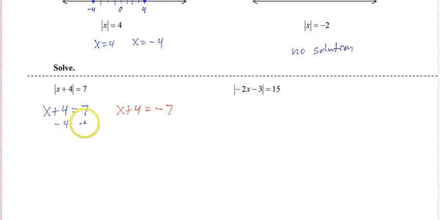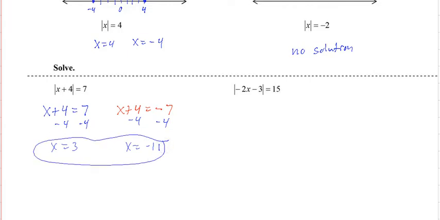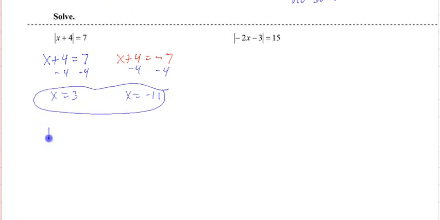So if we subtract 4, we get x equals 3. Subtract 4, we get x equals -10. That's not 10, that's 11. -11. And those are our answers. How do we know they're true? We just have to check them. So if we plug them in, that's absolute value of 7 is 7. Checks. And then plug in the -11. It's -7. And it checks as well. Absolute value of -7 is 7.